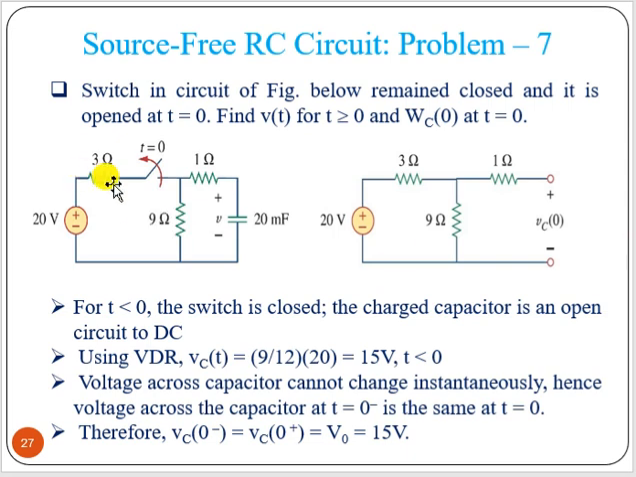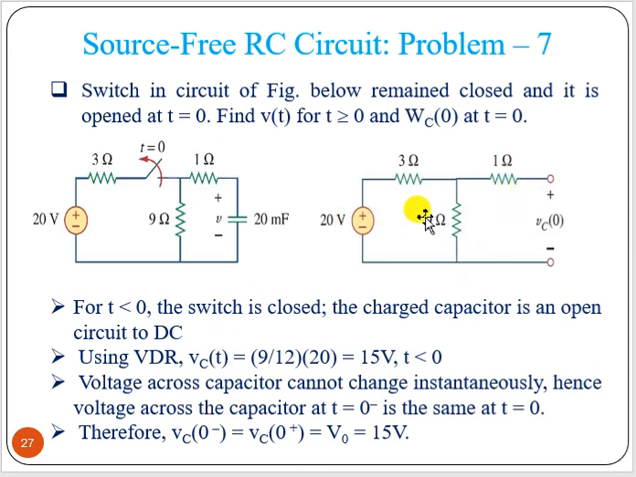Similarly, a similar problem: the switch remains closed and it is opened at t equal to 0. When it remains closed, what happens? The circuit looks like this: a voltage source, 3 resistances, and an open circuit capacitor, because for DC the capacitor is open circuited. We have to find out this Vc0. Now this Vc0 is nothing but the voltage drop across the 9 ohm resistor. Why? Because there is no current flowing through this 1 ohm resistor, so practically there is no voltage drop.